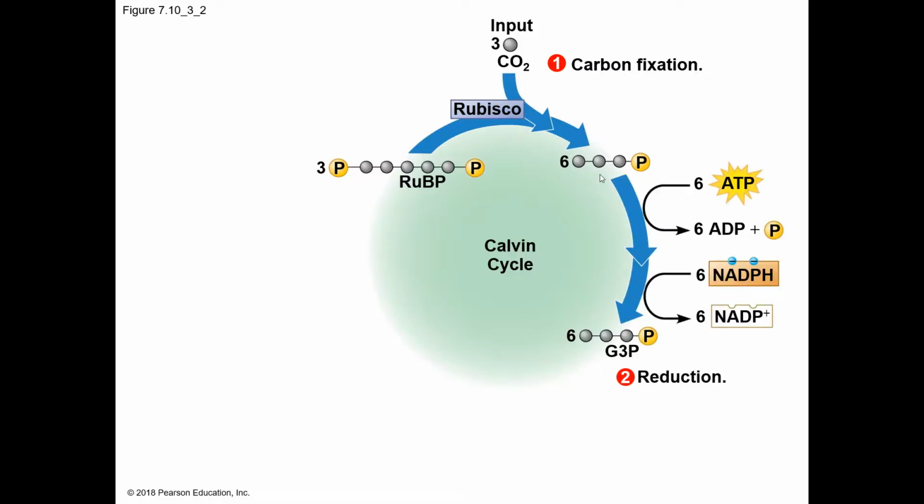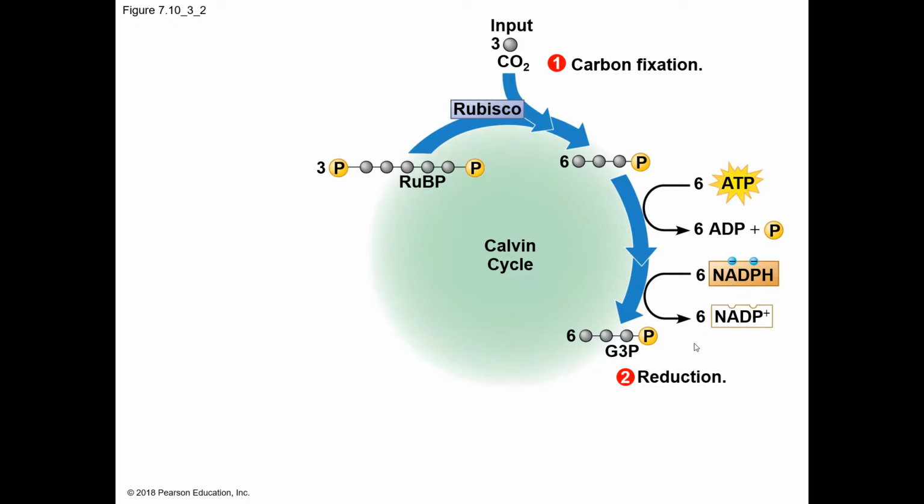Now, after that, we have our reduction step. This is where we're actually going to use our high energy molecules for the first time. So we're going to use our ATP and some of our NADPH. And each of those little 3 carbon intermediate molecules is going to get reduced into a G3P. And I know what you're thinking. You're thinking, oh, wow, we already made G3P, so we're done. The Calvin cycle's over with. Great. We already made 6 of them.